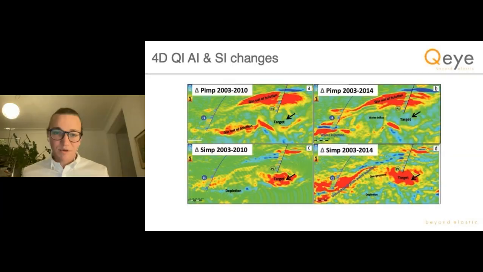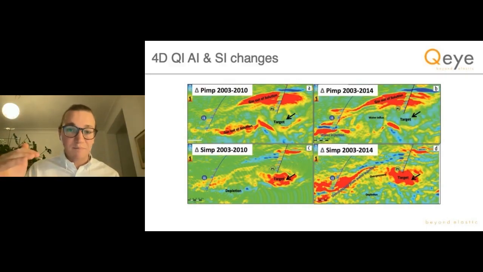And then here is a plot of our actual results for change in P impedance on the top and change in S impedance on the bottom for our two different vintages. On the left is 2003 to 2010, and on the right, where more production had now taken place, we see 2003 to 2014. In the P impedance, we can see that there's a significant anomaly occurring at the top, where we have gas coming out of solution.